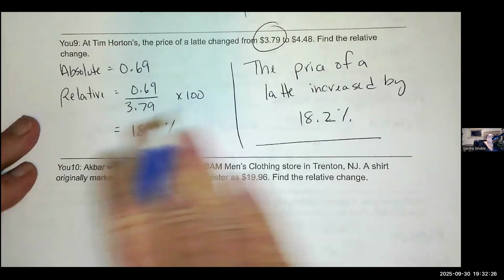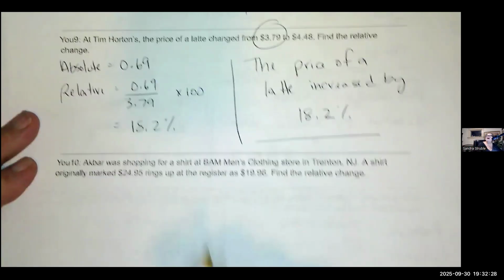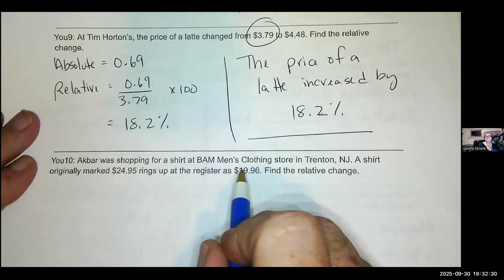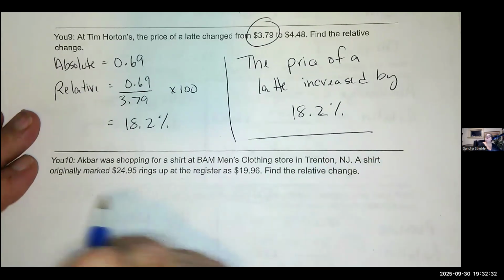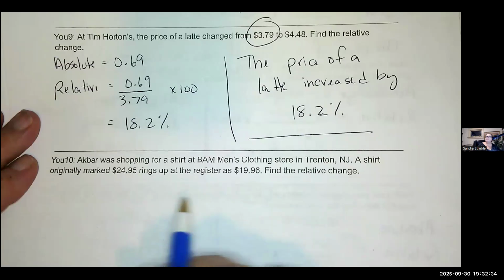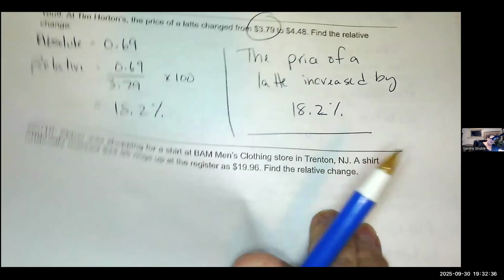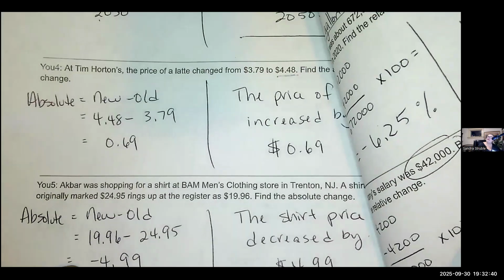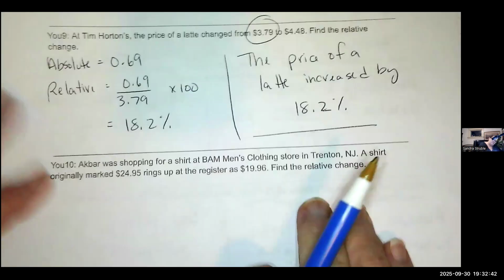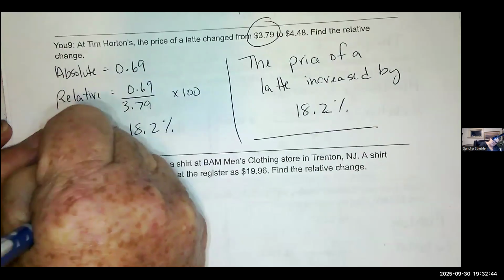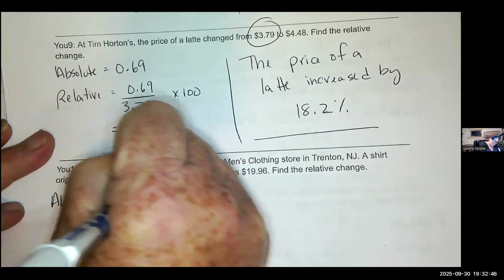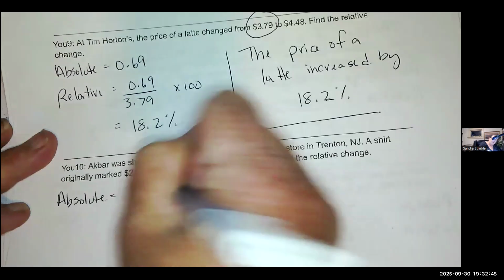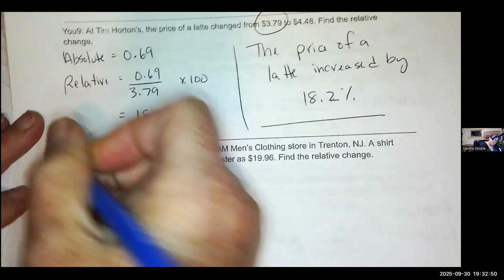Last one. Oh, it's on my screen. Carl was shopping for a shirt at a clothing store in Trenton, New Jersey. A shirt originally marked for $24.95 rings up at the register for $19.96. To find the relative change, we need to know that the absolute change was -4.99. All right, pause the video and attempt this one yourself and come back and see how you did.